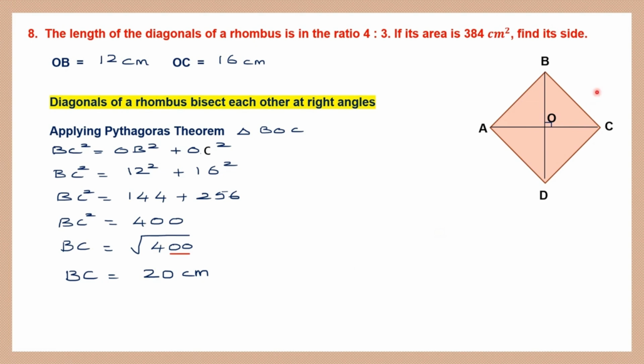So let's write it there in the figure. We have BC here. Let's write 20 centimeters there. So this is 20 centimeters. So what have we found? We have found the side, and the side BC is 20 centimeters. So we can write that side of the rhombus is 20 centimeters. This is our final answer.